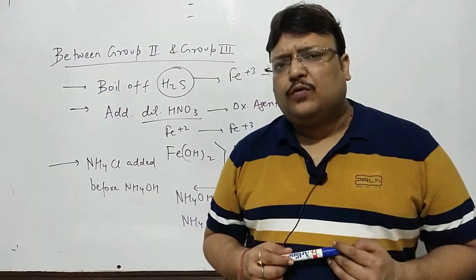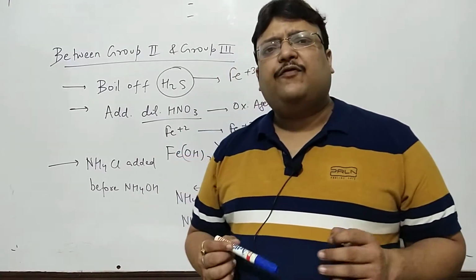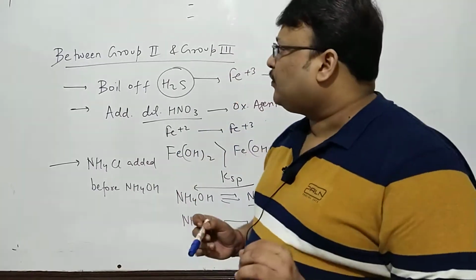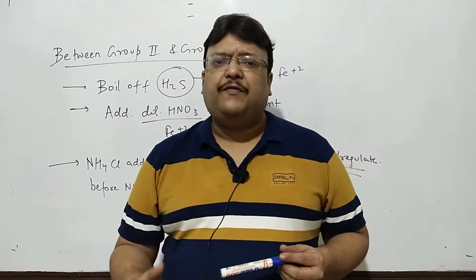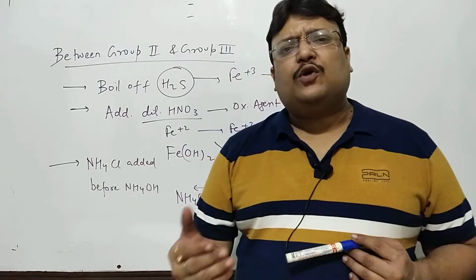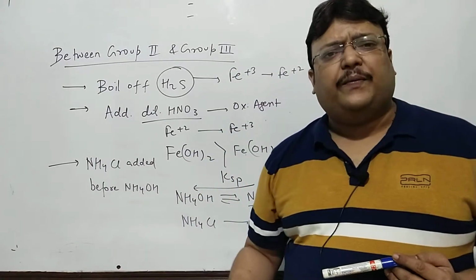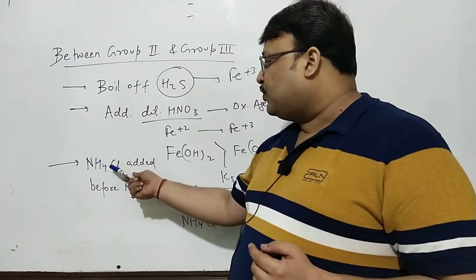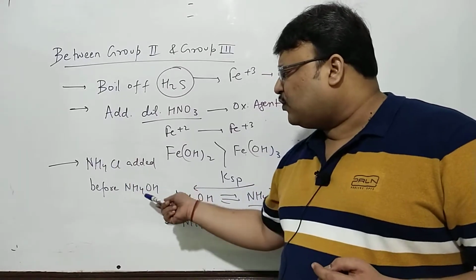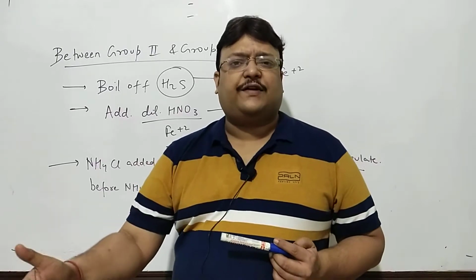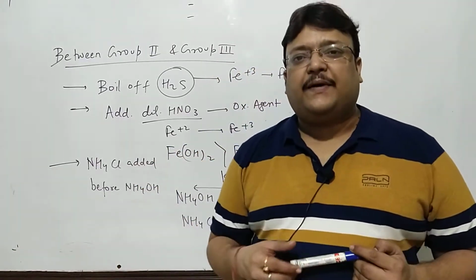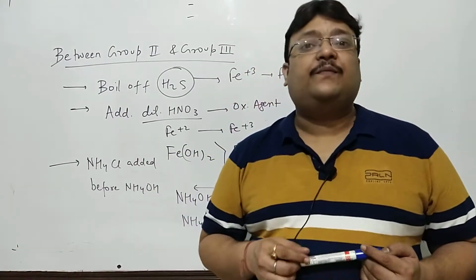So we begin with group 3, and before moving to group 3, this is what we do between group 2 and group 3. In group 3 the radicals were iron, chromium, aluminium. The reagent is ammonium chloride and ammonium hydroxide. Rather, hydroxides are the precipitates which you want: iron hydroxide, ferric hydroxide, chromium hydroxide and aluminium hydroxide. Recall the table which I had given you.